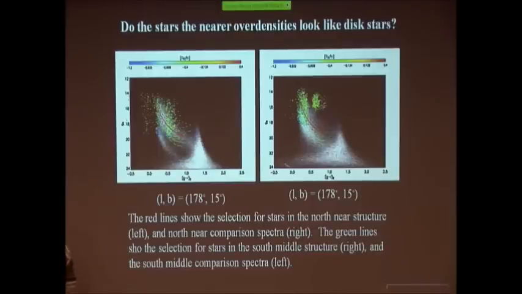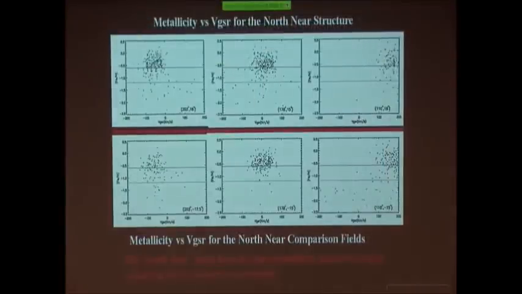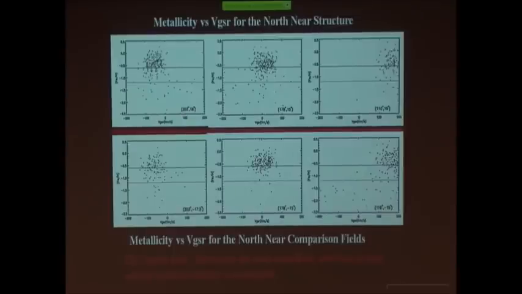And I can't show you all of the plots that we made to try to compare all of these, but I'm going to show you a few of them. These plots are all metallicity versus VGSR, line of sight, galactic standard rest velocity. Okay? The ones up here are north of the galactic plane, and the ones down here are the symmetric position to the south of the galactic plane. So this is L equals 203, 178. I think I'm using up your battery here.